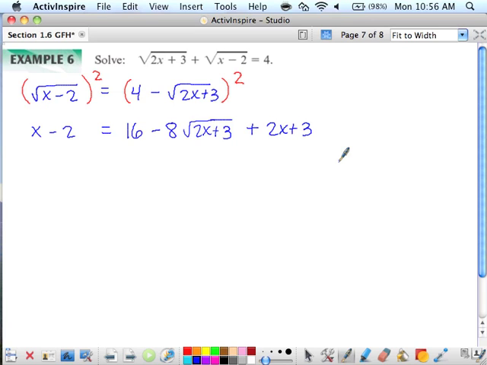If you are not comfortable with that, go off to the side somewhere, write it down twice, and literally FOIL it out so that you can see what's happening. I can show you in a minute how to do that if we need to.